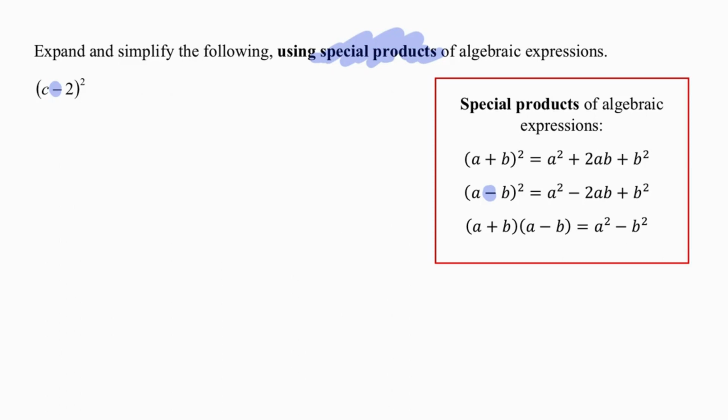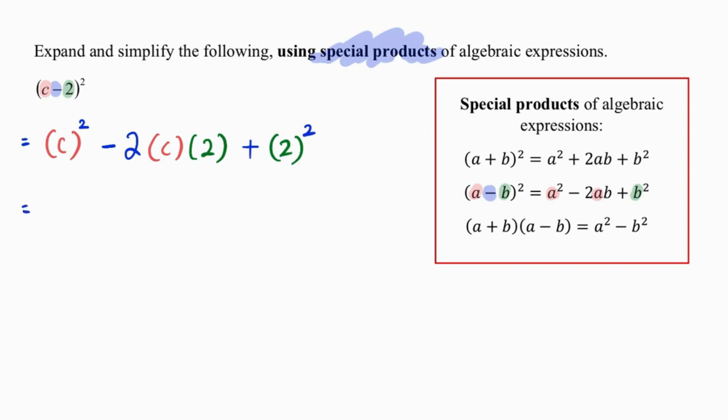And later on, you will see that I will substitute all the a with my letter c, and b with my number 2. And therefore, this will be the a square, so it's c in this case, minus 2ab. b is 2 in this question, plus my b square, which is 2 square.